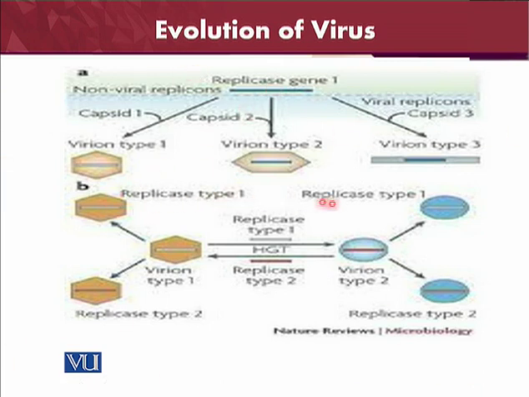And then replicase type 1, again enzymes. Then replicase type 1 gives us virion type 1, and replicase type 2 gives virion type 2. This is just a hypothesis of the evolution. This was just the evolution of the biochemical synthesis of the viruses.